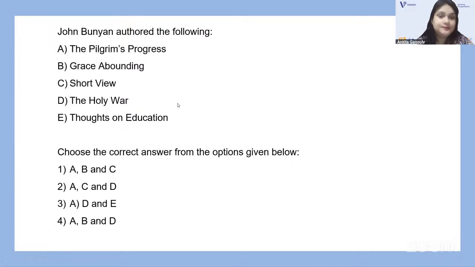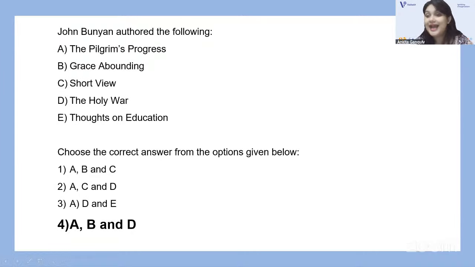Okay, next. John Bunyan authored the following. So, which among the following works are by John Bunyan? The Pilgrim's Progress, Grace Abounding to the Chief of the Sinners, A Short View, The Holy War, Thoughts on Education. A, B, C, A, C, D, A, D, E, A, B, D. Very easy, right? You all know this. Yes. A, B, D.